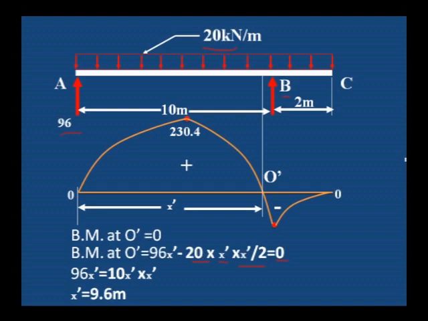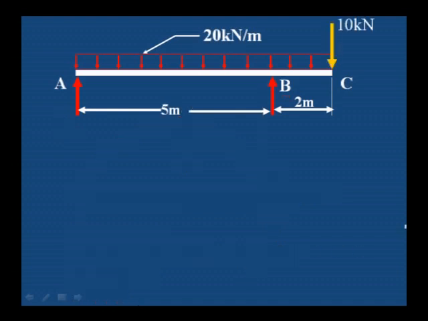This is the maximum bending moment value, and this is the point of contraflexure, that is x dash distance is 9.6 meter. Like this, sometimes we have to calculate the maximum bending moment when uniformly distributed load is given, as well as the point of contraflexure. One more example, where uniformly distributed load is throughout its length plus one more additional point load is acting.